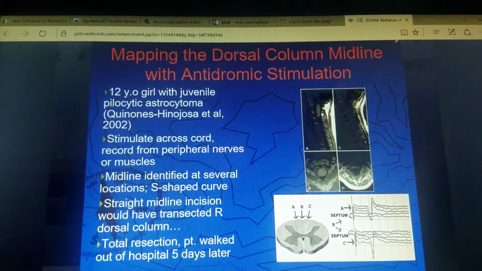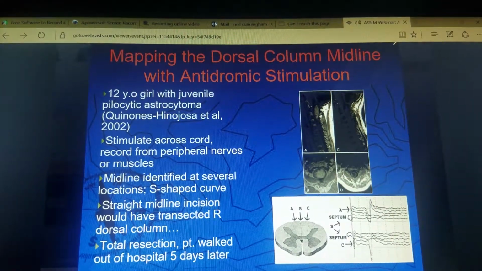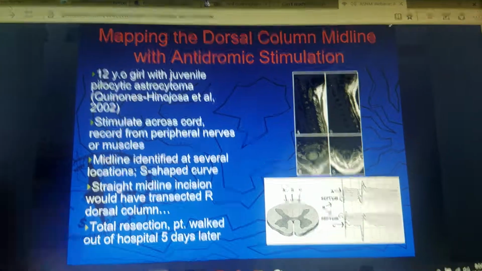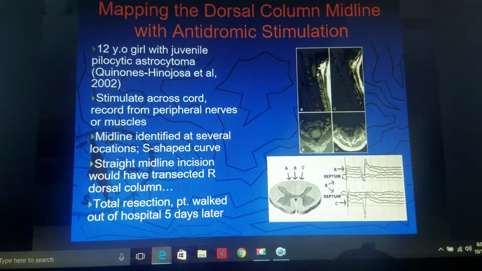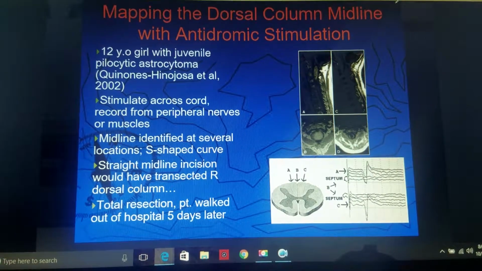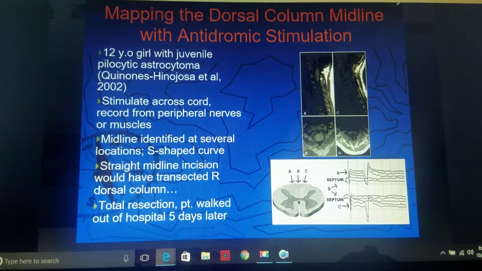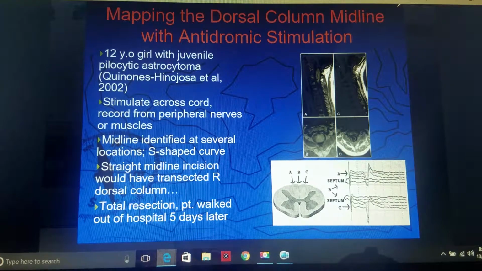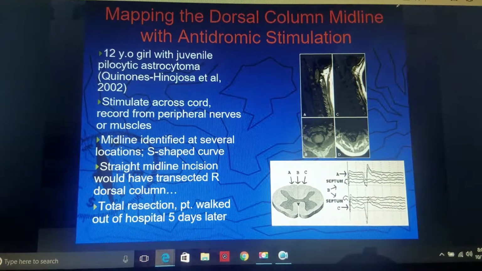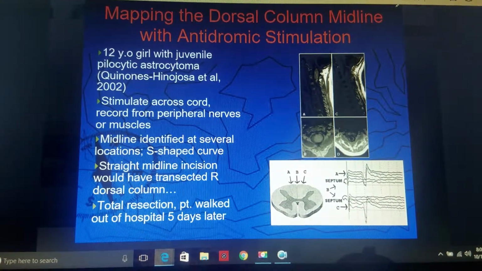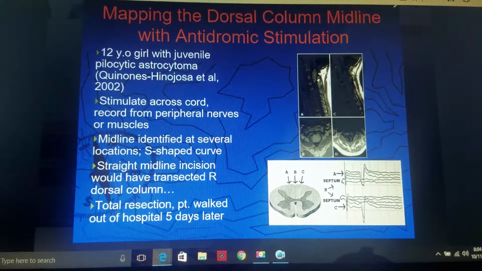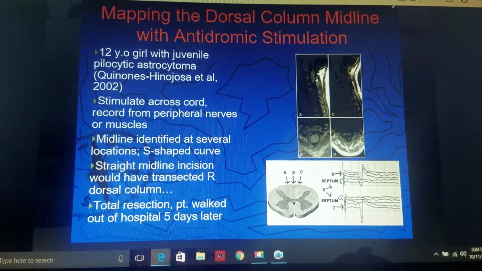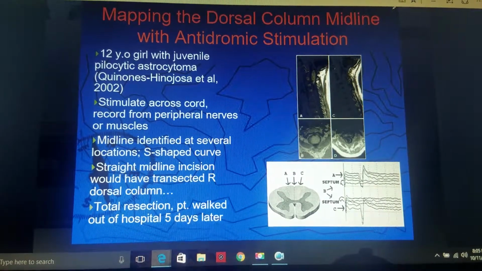And what we did was stimulate across the cord and record from peripheral nerves or peripheral muscles in the lower extremity. Either one works, and you see some of the traces on the right, whereas on the left side you see responses from left-sided muscles. So you get into the middle of the septum and there's no responses, and then you keep on moving and now you see responses from the right-sided muscles.